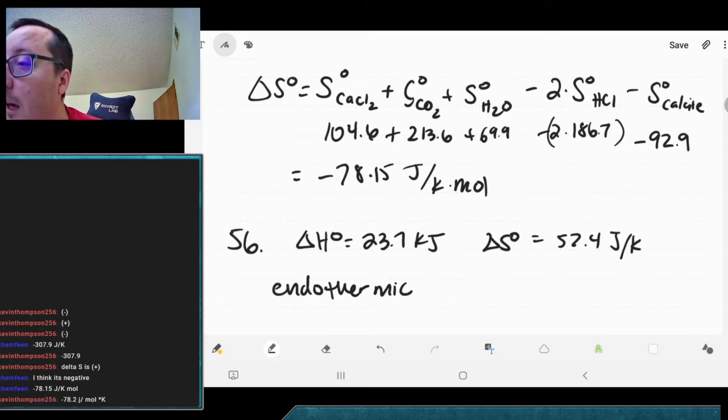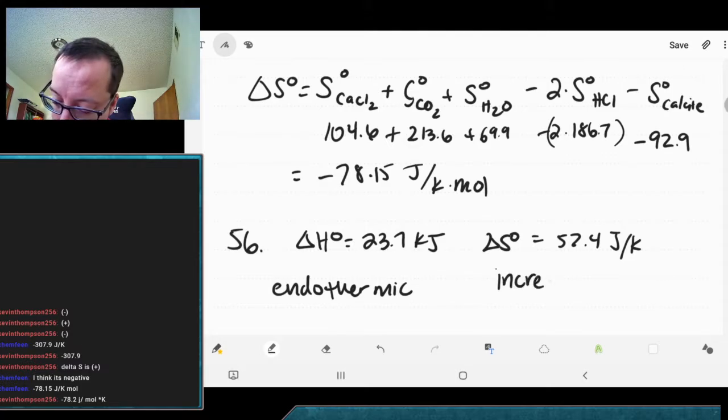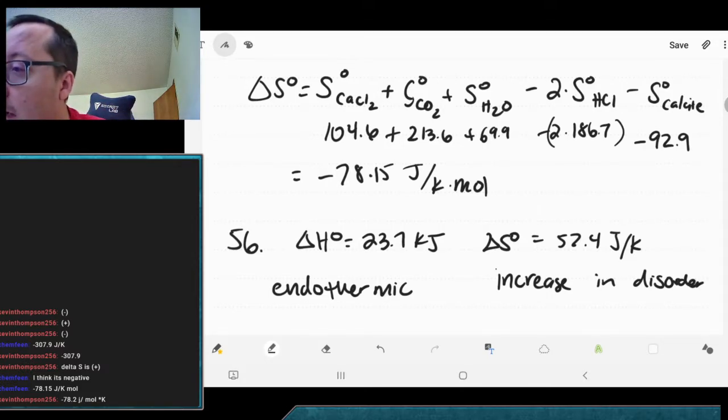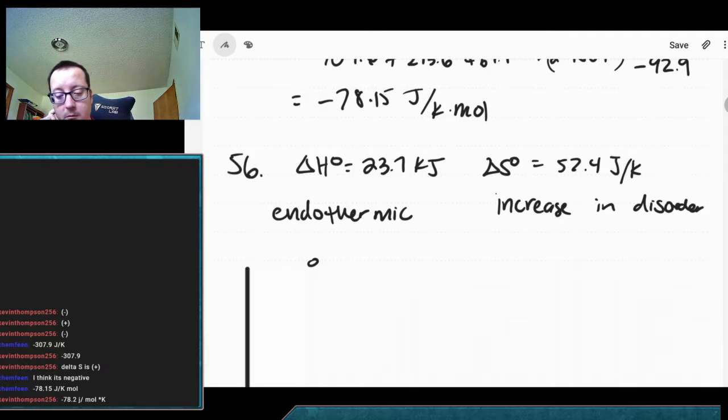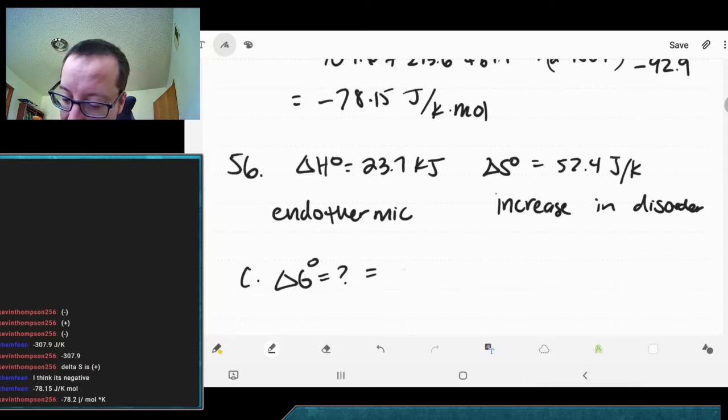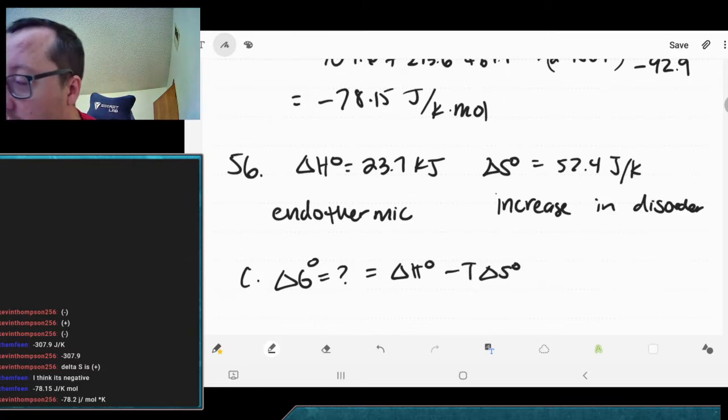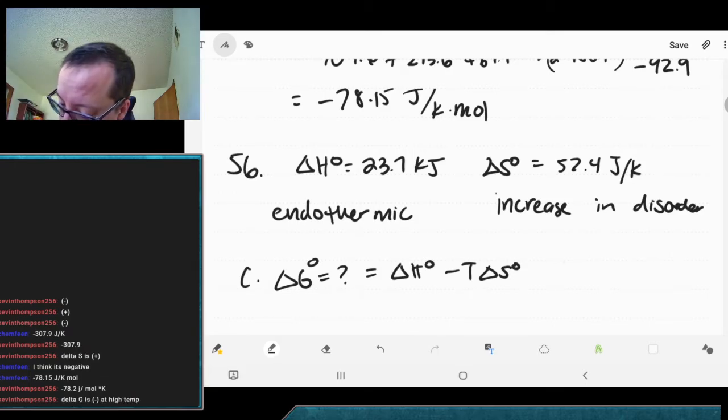And if we look at part B, it's asking us, do we have an increase or decrease in the randomness or disorder? So that's, of course, asking about entropy. This one is a positive, so we're looking for an increase in disorder. That's going to be part B. And part C asks us to calculate delta G. And so we remember that delta G is going to be delta H minus T delta S. And I think this one said 25 degrees. Yeah. So that'll be 298 Kelvin.